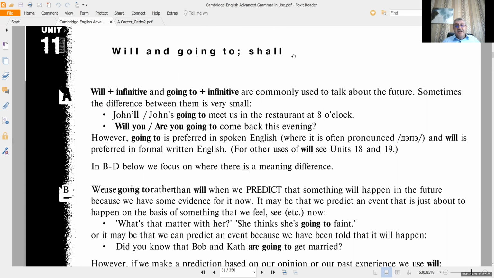Of course, there are many types of future usages in the English language. And in these usages, we are going to choose which type is the best to talk about the future. So look at the first part of the future. We use will and a verb infinitive, and going to and infinitive, which are commonly used to talk about the future. Sometimes the difference between them is very small.